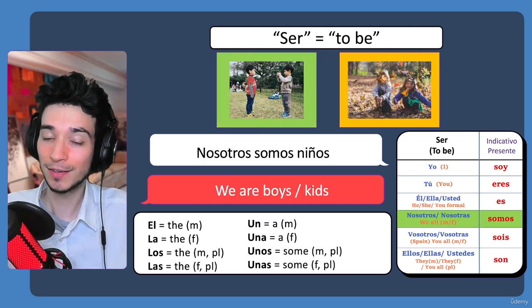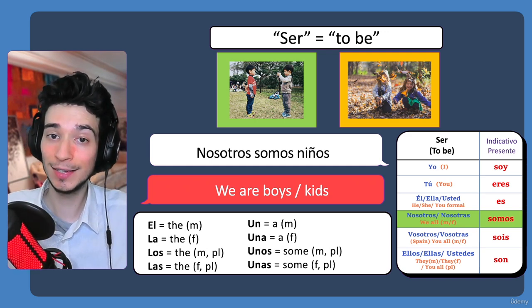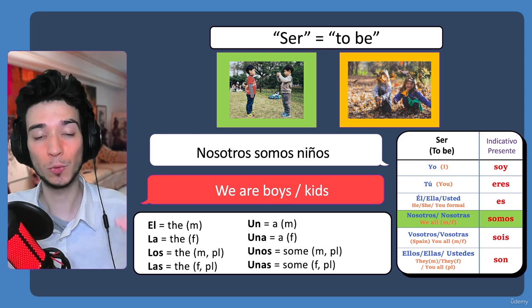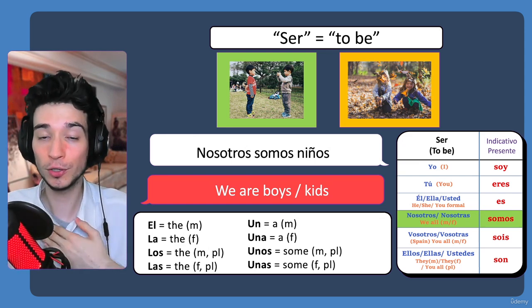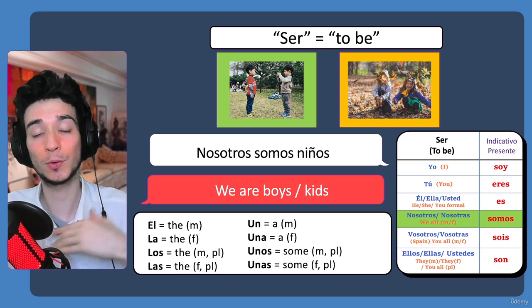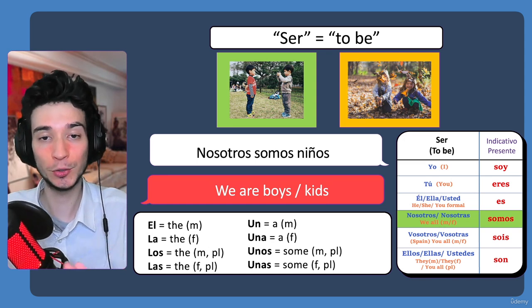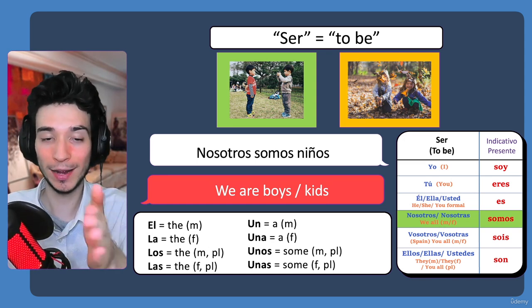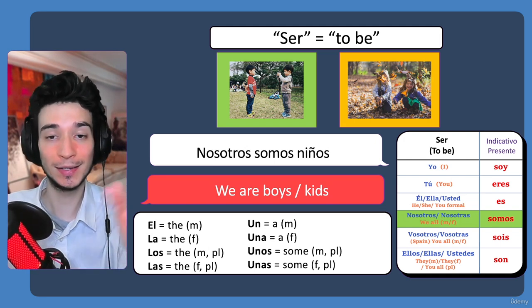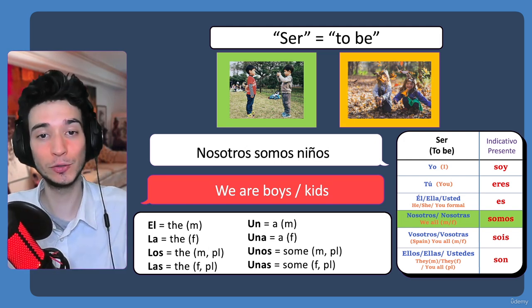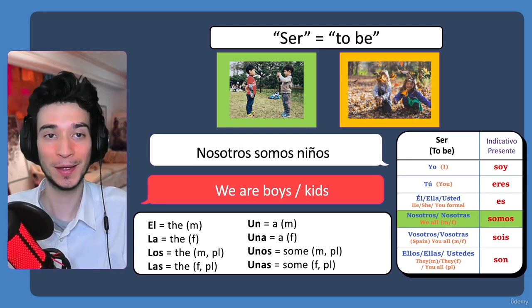And the next one, here we have nosotros. Nosotros somos niños. This means that we are boys, or it also means we are kids. Nosotros somos niños, we are boys or we are kids. And the reason behind this is because if you have a mixed gender, for example, one boy and one girl, all of them become kids. So we use the masculine form, niños, basically kids, and also boys. So depending on the context, you know what they're talking about.